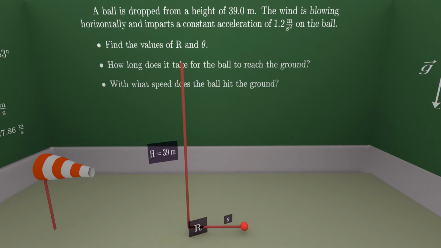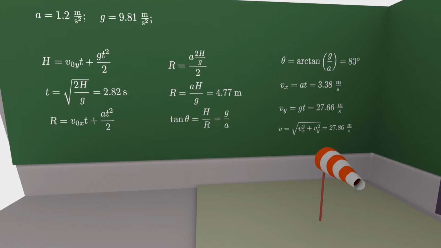Okay, let's observe the perpendicular component. We have a motion with acceleration g without initial velocity. So, from the equation for h, we can calculate the time needed for the ball to touch the ground, which is 2.82 seconds. Now, let's observe the horizontal component.